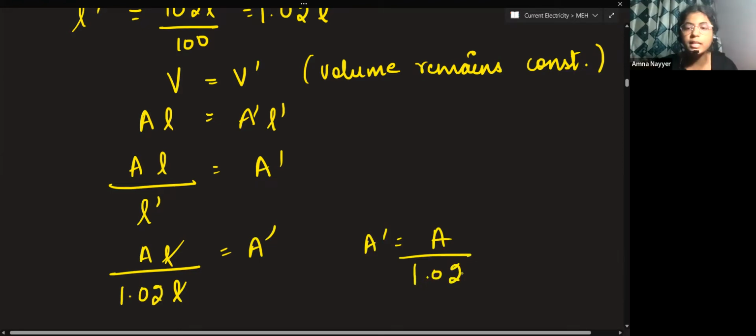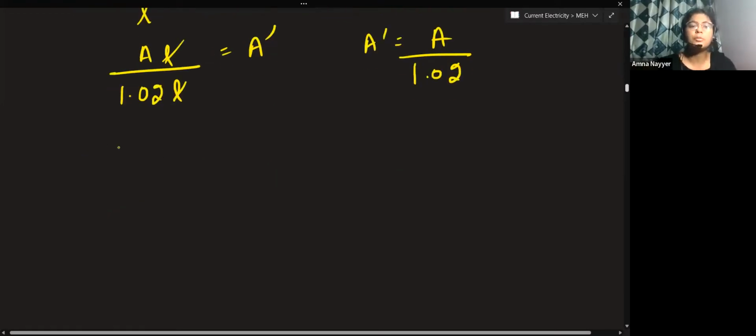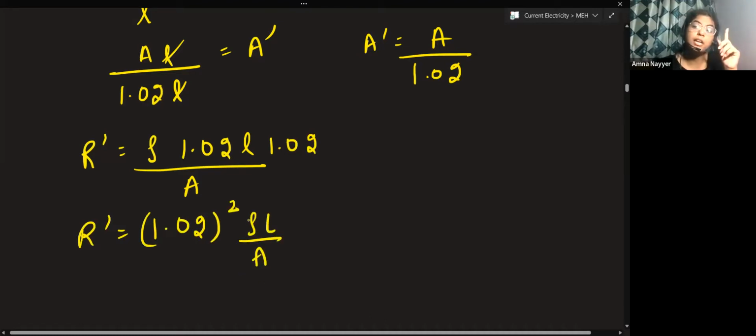Now can we calculate the final resistance? Until we have the value of final resistance, we cannot calculate the percentage change. Now let's put in the values. Rho, instead of L prime we have 1.02 L. Instead of area we have A divided by 1.02. This will go in the numerator since it is in the denominator. So R prime can be written as 1.02 whole square rho L by A. Rho L by A is the initial resistance. So R prime is 1.02 whole square R.